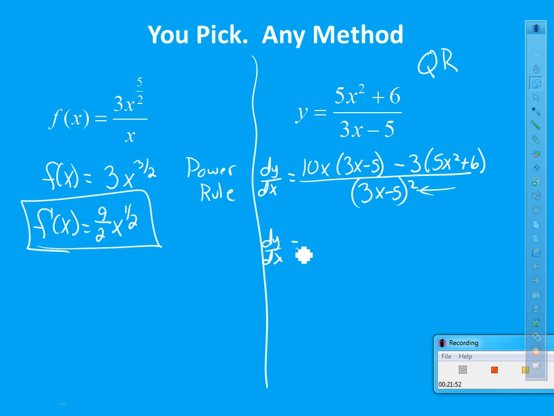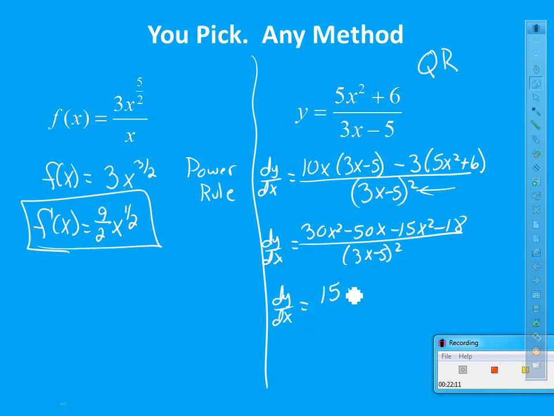So dy/dx is going to be, I'm going to have 30x squared minus 50x minus 15x squared minus 18, all over 3x minus 5 squared. When I bring this home then, combine my like terms, I spy a 15x squared minus 50x minus 18, all over 3x minus 5 squared. So there's my derivative on that one. I couldn't simplify first, so I'm stuck. Hey, I've got 2 more, so hang with me.